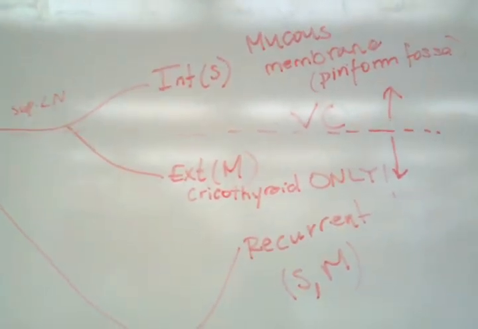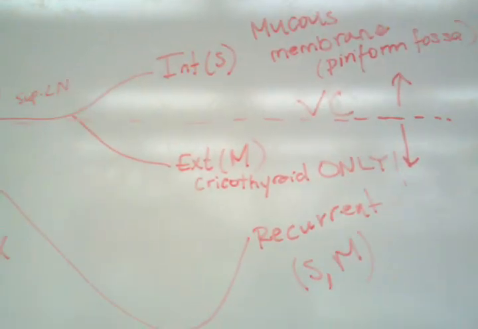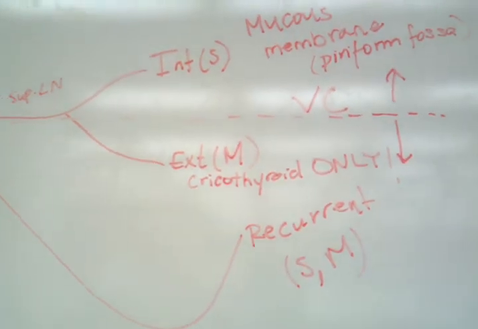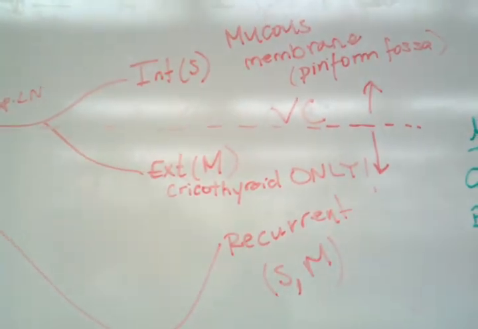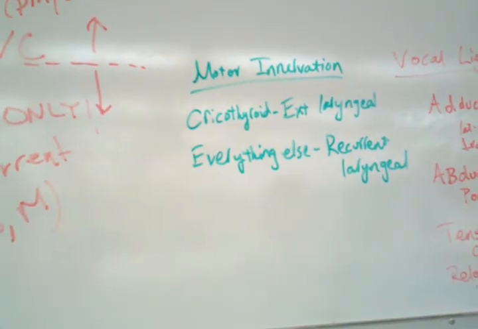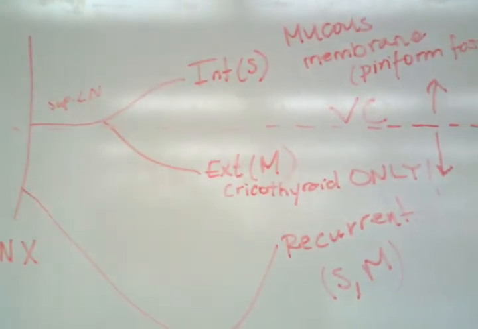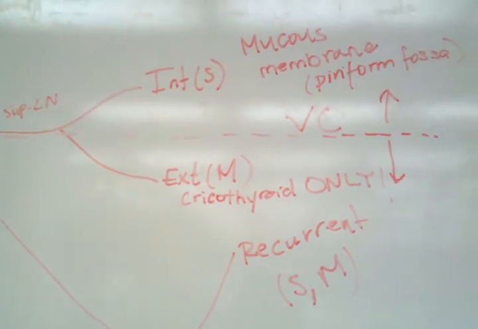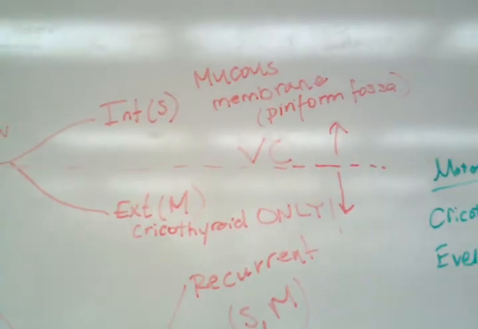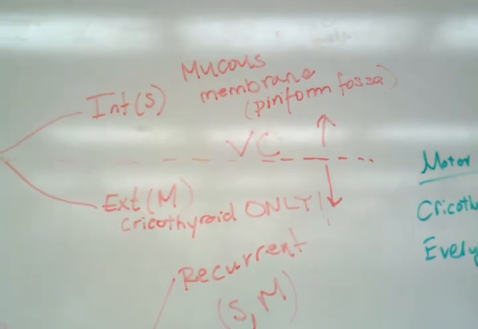And the split between the two is where you have the vocal cords. Below the vocal cords is the external, which supplies motor innervation, which is, as we said before, to the cricothyroid only. Above the vocal cords is the internal, which is only sensory innervation to the mucous membrane, specifically to the piriform fossa.